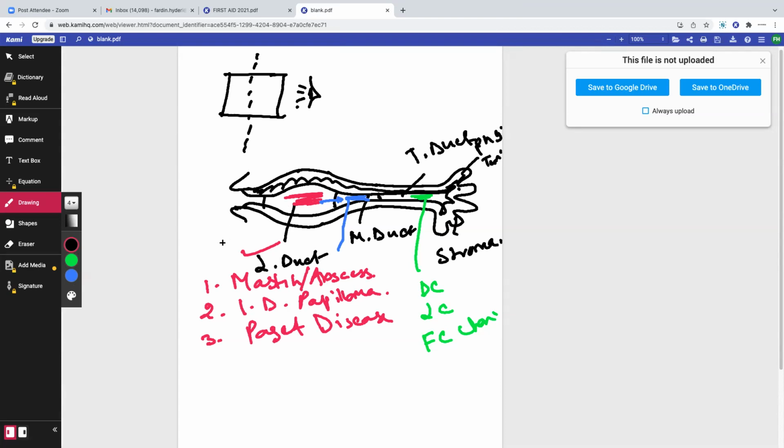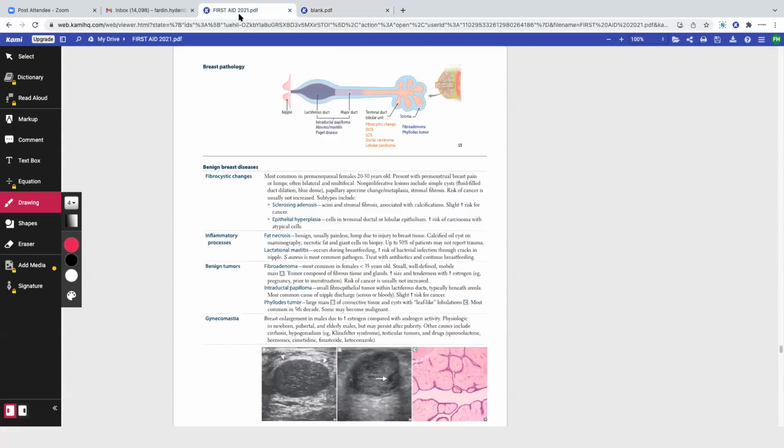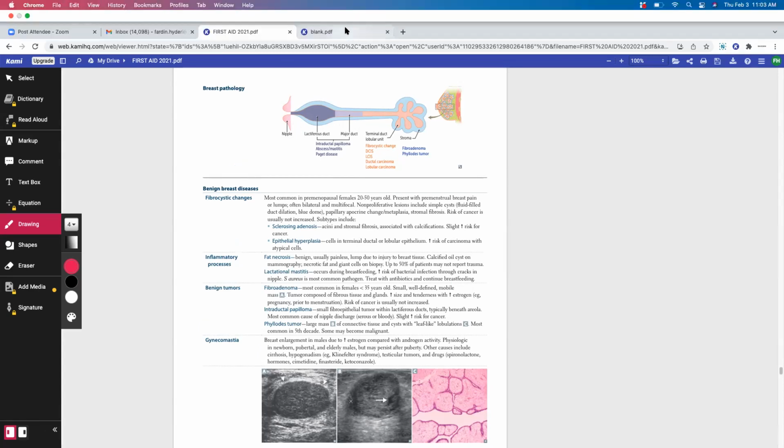Phyllodes tumor. Now, why am I taking some time to explain the location of each of these diseases? Because which duct is involved in what sort of disease is a very high-yield question for the USMLE Step 1 exam. This picture that you have in the first stage is a very, very high-yield picture, so I need you to put a star mark over here. The one that I drew is the exact picture of this one. As simple as that.